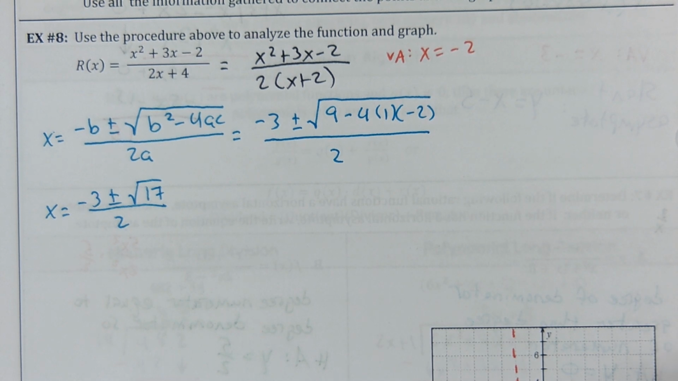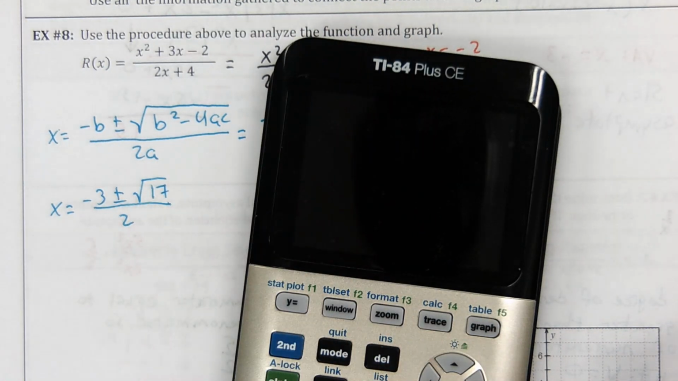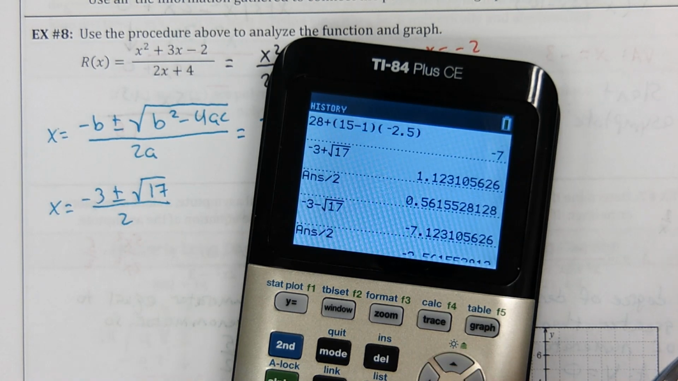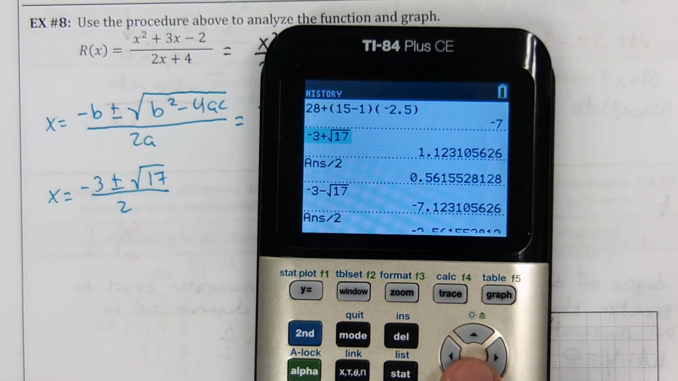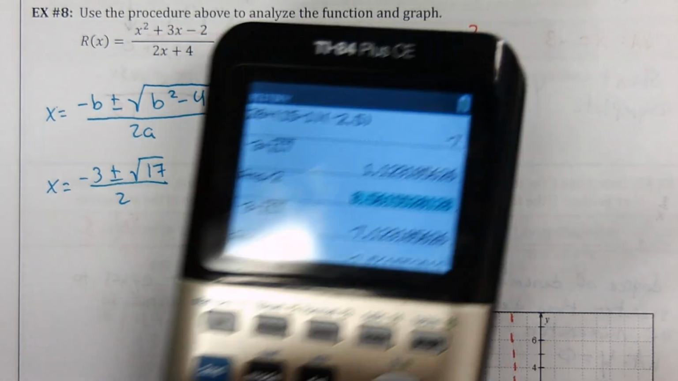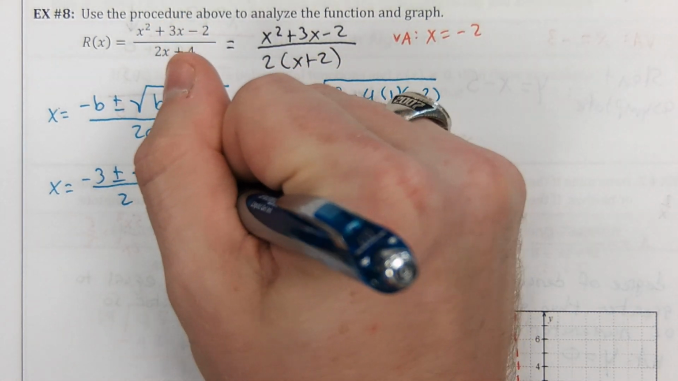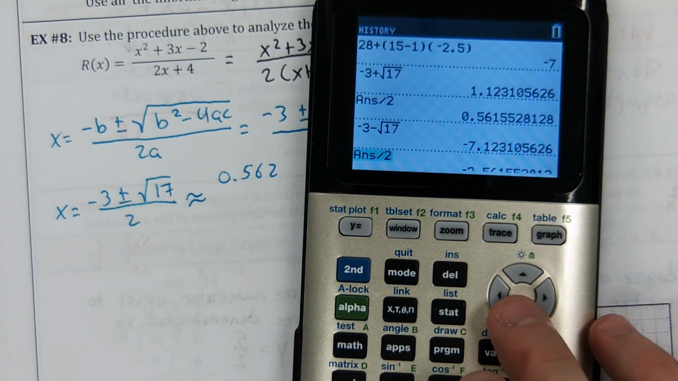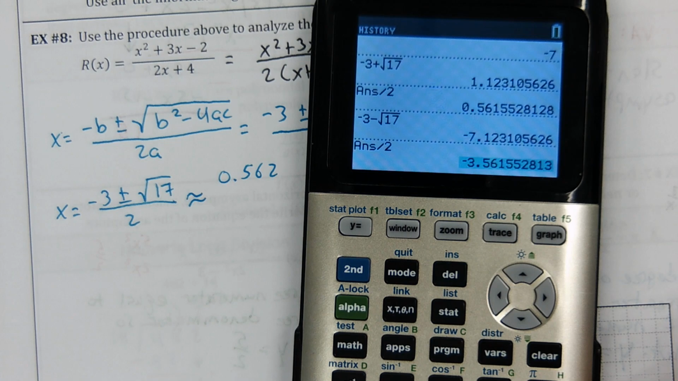Now, since we're trying to actually sketch this thing, we want to know what that number is. So you would just grab your calculator and do negative 3 plus the square root of 17 divided by 2, which I have right here. So about 0.562. And then you would do negative 3 minus square root of 17 divided by 2 and get negative 3.562.